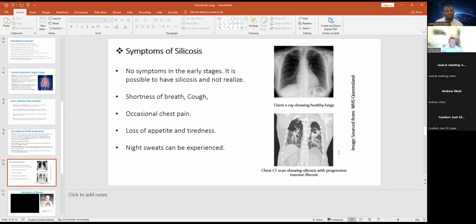And to some extent, there's a loss of appetite and you get tired so easily. And most often, there's this kind of sweat you get at night, when you sleep.